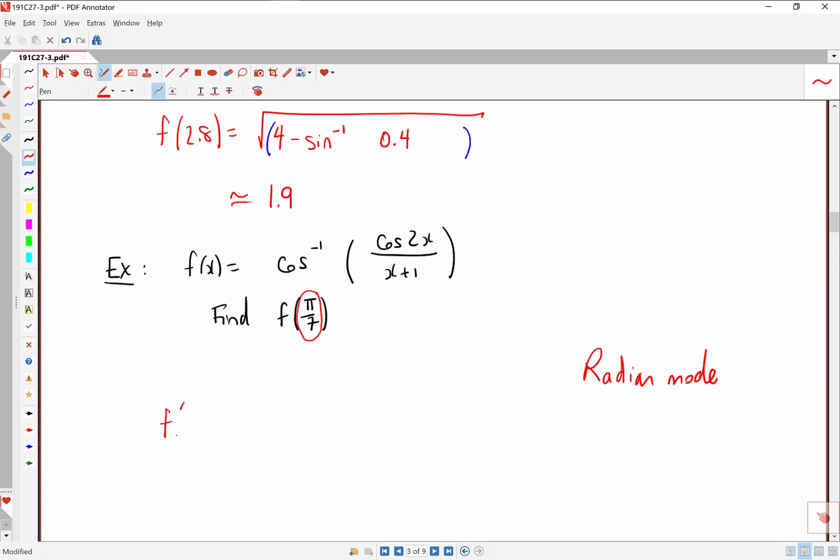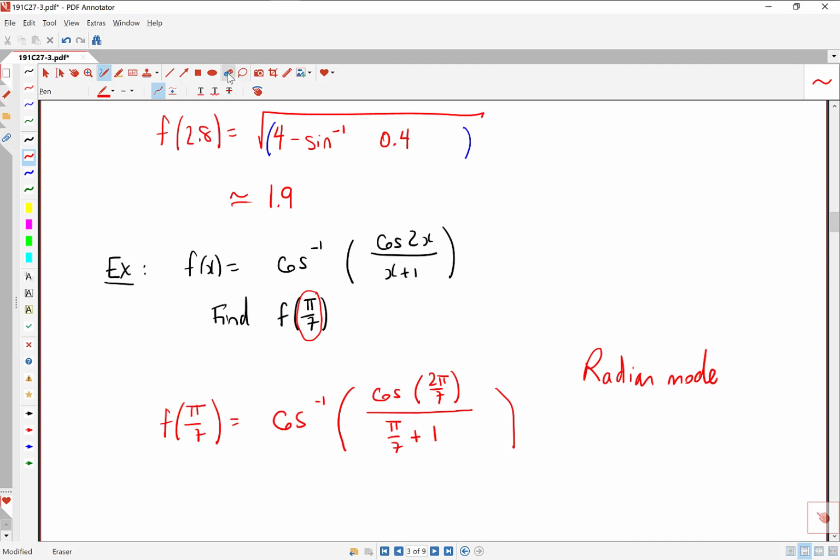So we'll say f of pi over 7 is equal to arc cos of all this stuff. And inside the brackets, we're going to have cos of 2 pi over 7. Okay, so I'm going to put brackets around that so that we understand that the cosine is applying to the whole 2 pi over 7. And then that also has to be divided by x plus 1. Well, we're continuing to replace the x with the pi over 7. So that would look like pi over 7 plus 1.